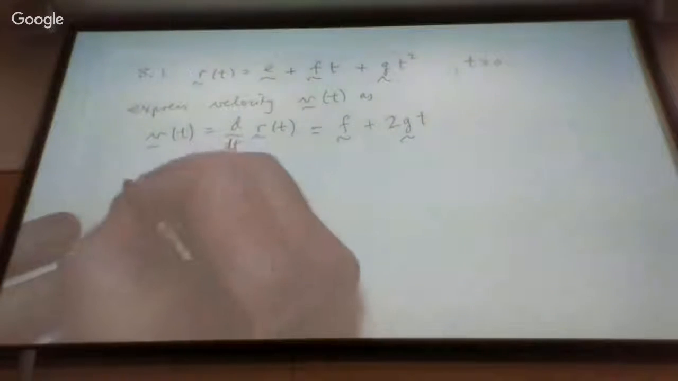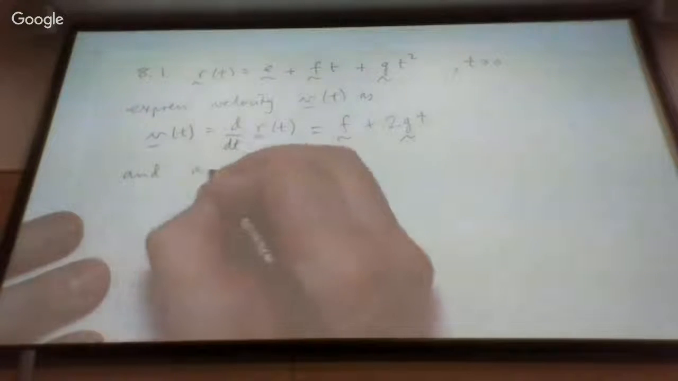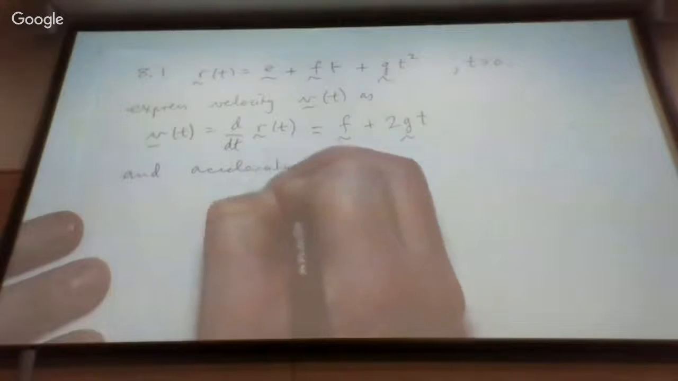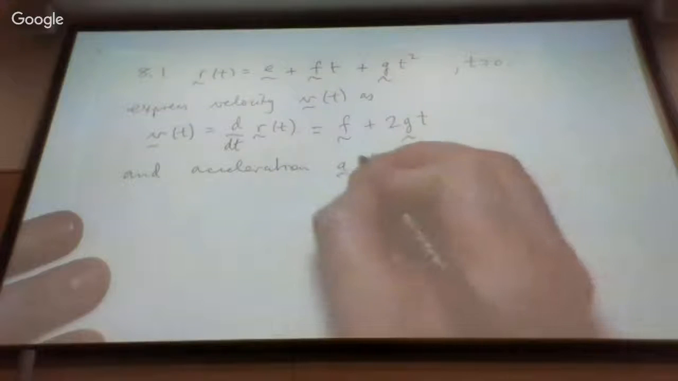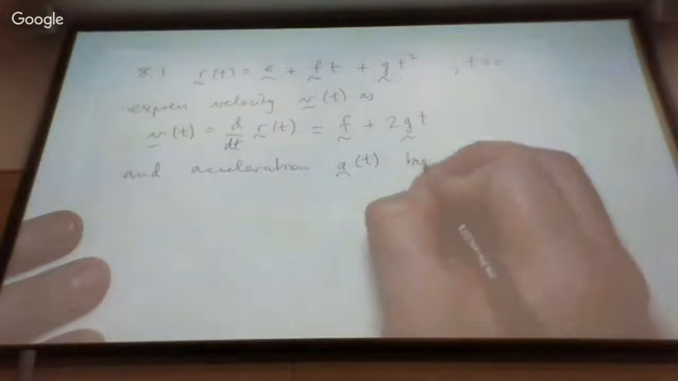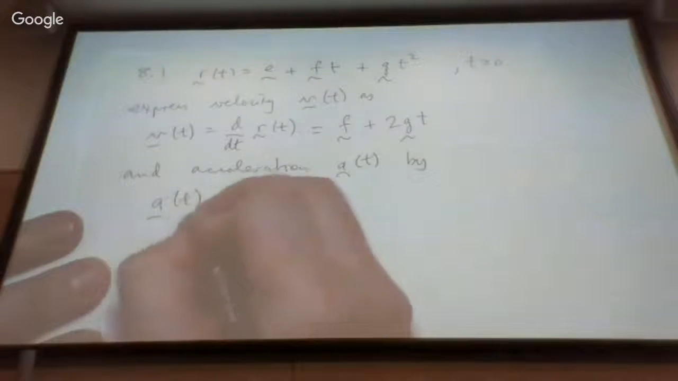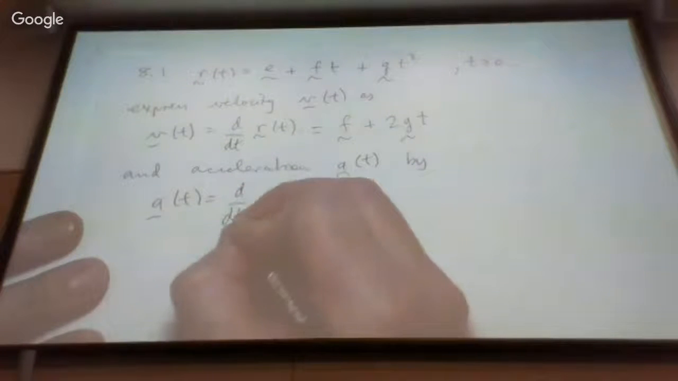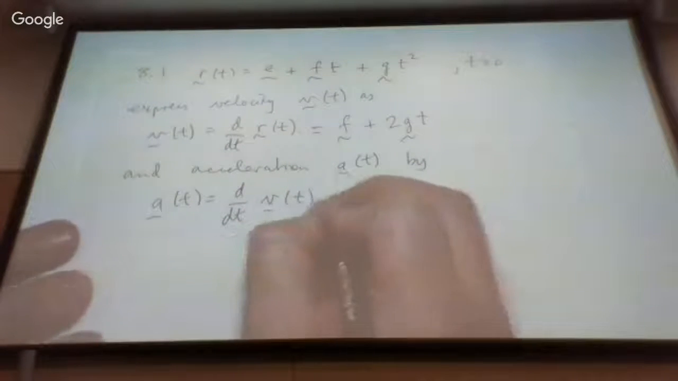And the acceleration, which is vector a of t, is given by vector a of t is just going to be d/dt of vector v of t.